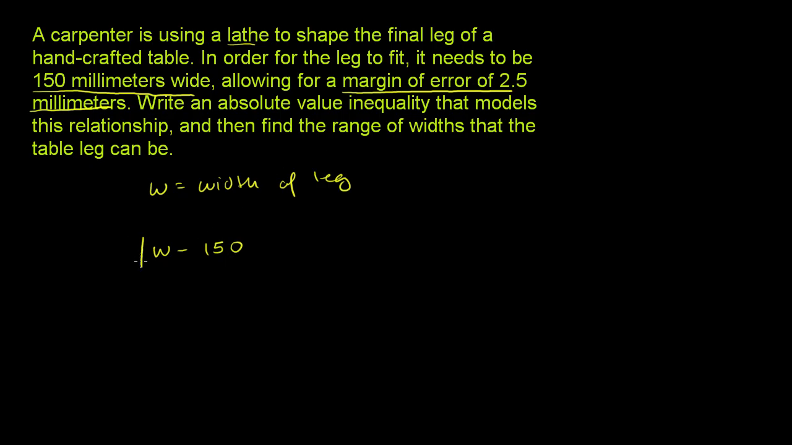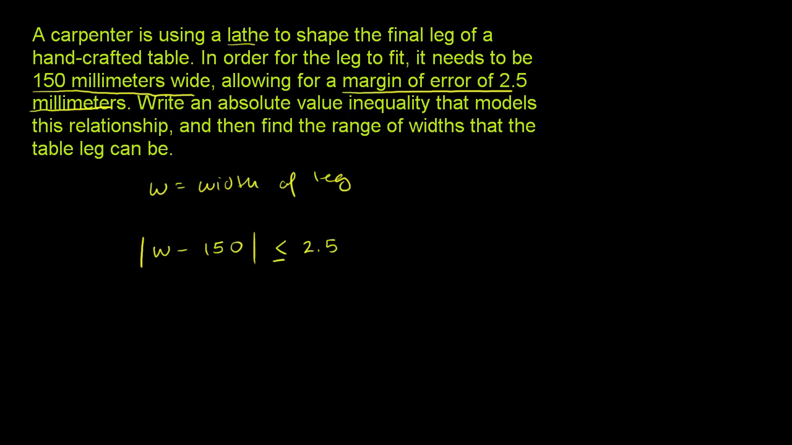So we just really care about the absolute value of the distance, of the difference between W and 150. This tells us how much of an error did we make. And all we care is that absolute error has to be less than 2.5 millimeters. And I'm assuming less than. They're saying a margin of error of 2.5 millimeters. I guess it could be less than or equal to. We could be exactly 2.5 millimeters off. So this is the first part.